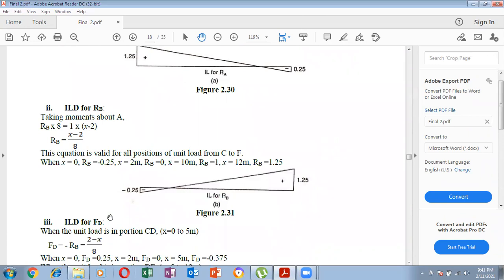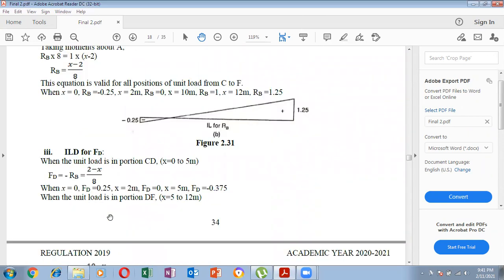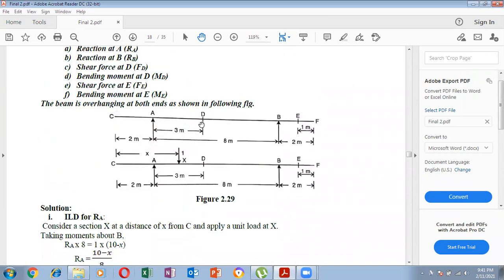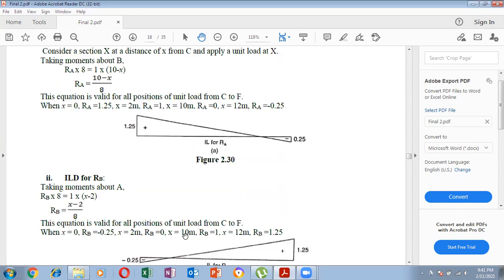Now moving on to the influence line diagram for shear force about point D. Where is point D? It is here. So we are going to find the shear force about point D.